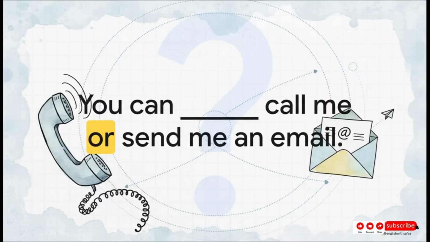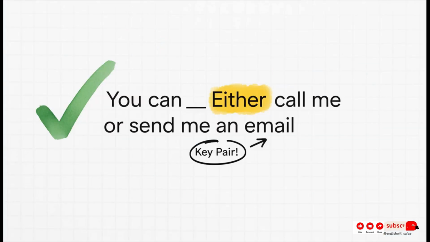First one up, you can blank call me or send me an email. Pay very close attention to that little word or in there. Which one of our words loves to partner up with or? And the answer is either. Of course it is. That classic either-or combo is your biggest clue. It's all about presenting those two possibilities. Awesome job if you got that one.